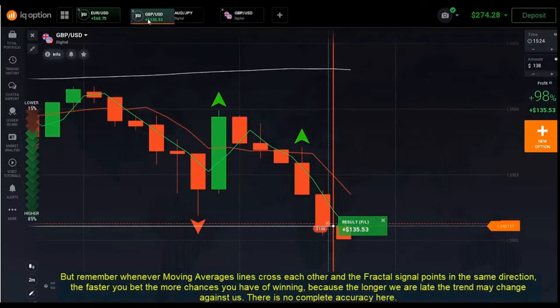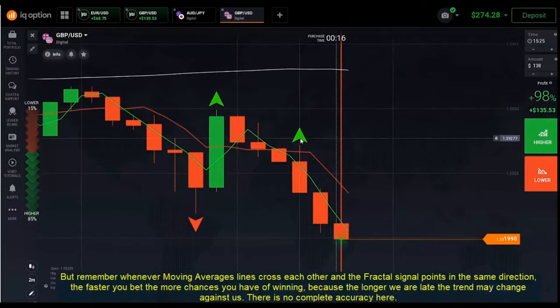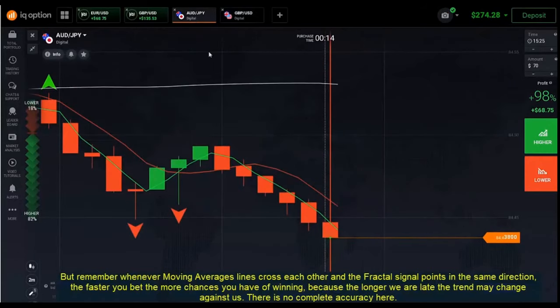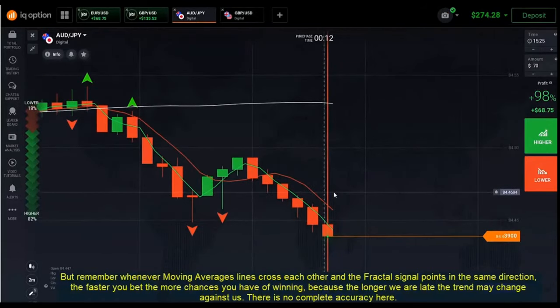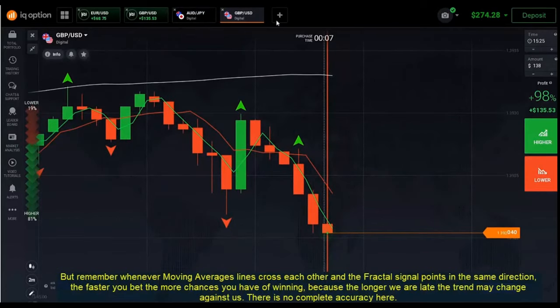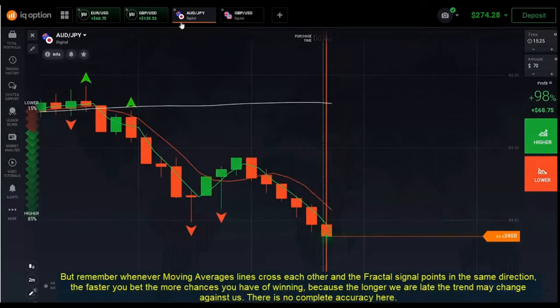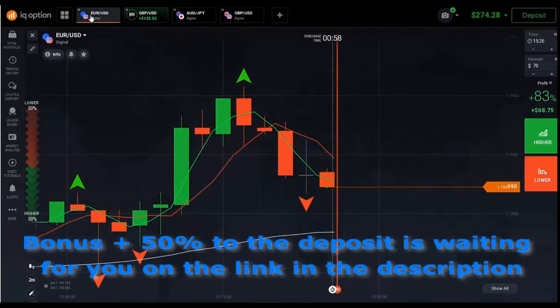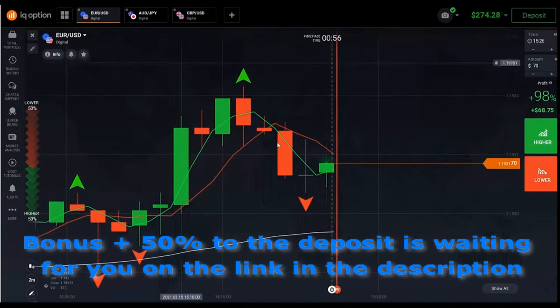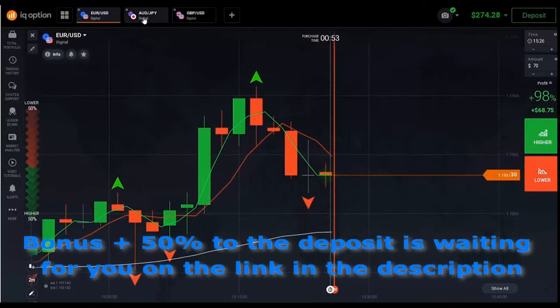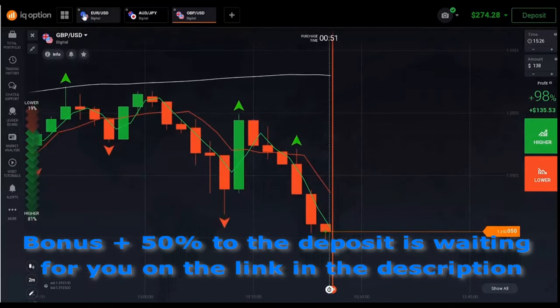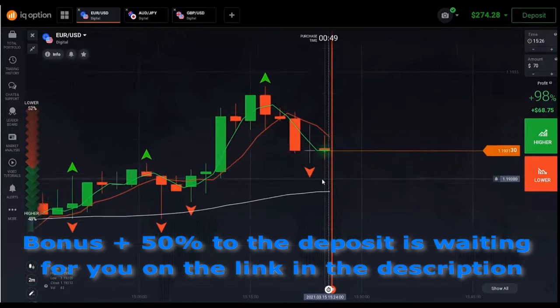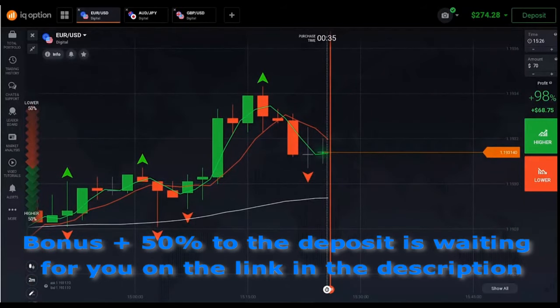But remember, whenever moving average lines cross each other and the fractal signal points in the same direction, the faster you bet, more chances you have of winning, because the longer we are late, the trend may change against us. So there is no complete accuracy here. Now I'm looking for a moment where I will show you a more accurate entry points. I will try to find such a moment just in case.